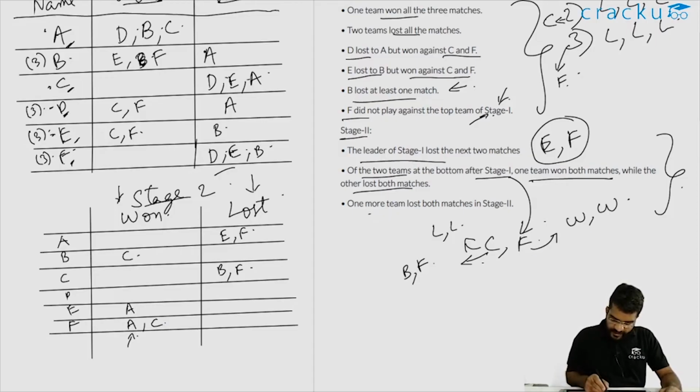Now one more team lost both its matches. If you identify the teams for whom we have been able to identify all the 2 matches in stage 2, they are A, C and F.